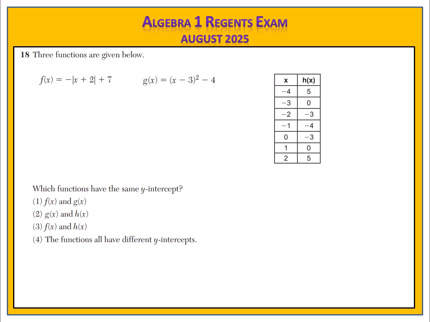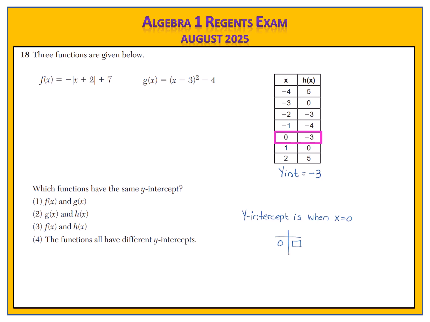Problem 18. 3 functions are given below: function f of x, g of x, and h of x. Which functions have the same y-intercept? In order to do that, we must identify the y-intercept for each. We know that the y-intercept is when x equals 0. So if we look at the table and find where x is 0, the y value gives us the y-intercept. For function h, shown in the table, the y-intercept is -3.